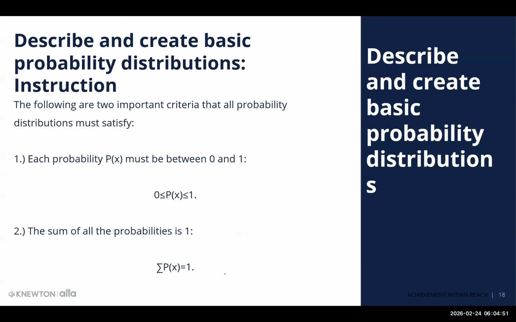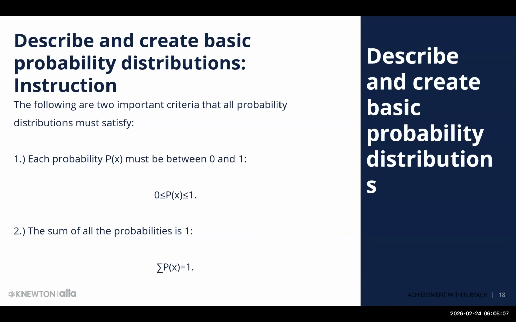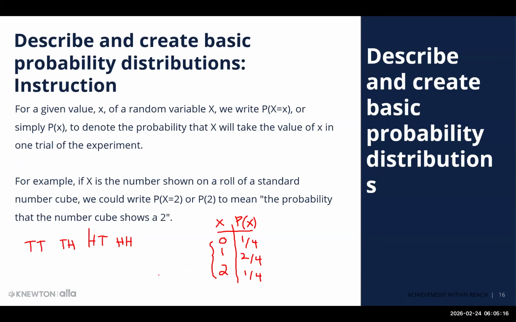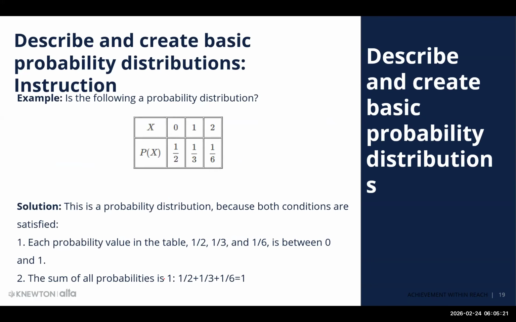So this is a probability distribution. The probabilities are between 0 and 1, just like they were over here. A quarter, 2 quarters, 1 quarter. They should add up to 1 if you sum them up, right? If you take a quarter plus 2 quarters plus a quarter, that's equal to 1 whole.